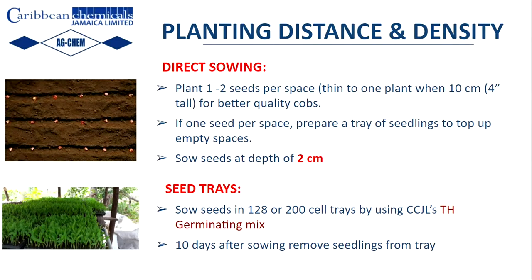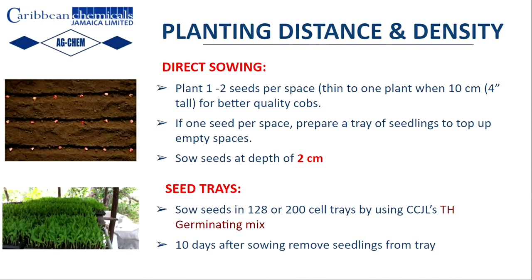All right, so first of all, direct seeding. Because these varieties are hybrids, they need adequate nutrients. You don't want to allow them to compete with each other. So when you're doing direct seeding, you will put one seed per hole to ensure that you get a good yield out of your corn. But if you decide to plant two seeds, what is recommended is that you thin out the second one when they're about 4 inches tall, so that they don't compete with each other, right?